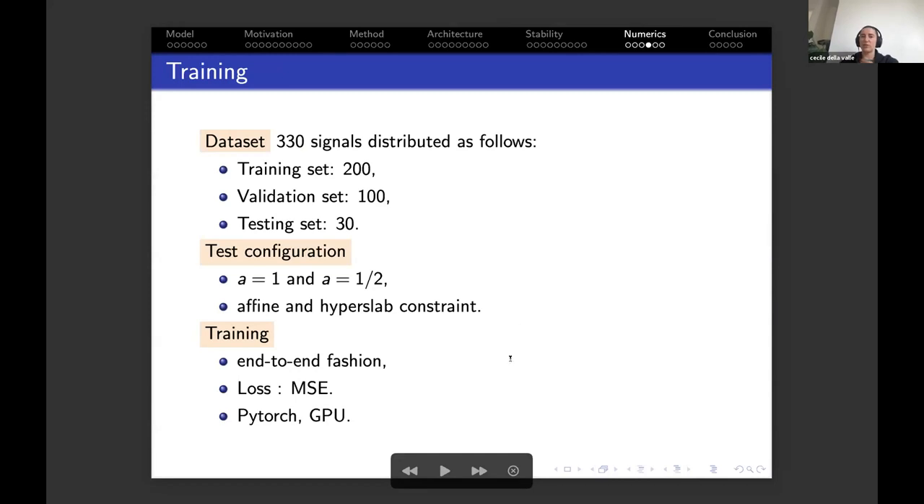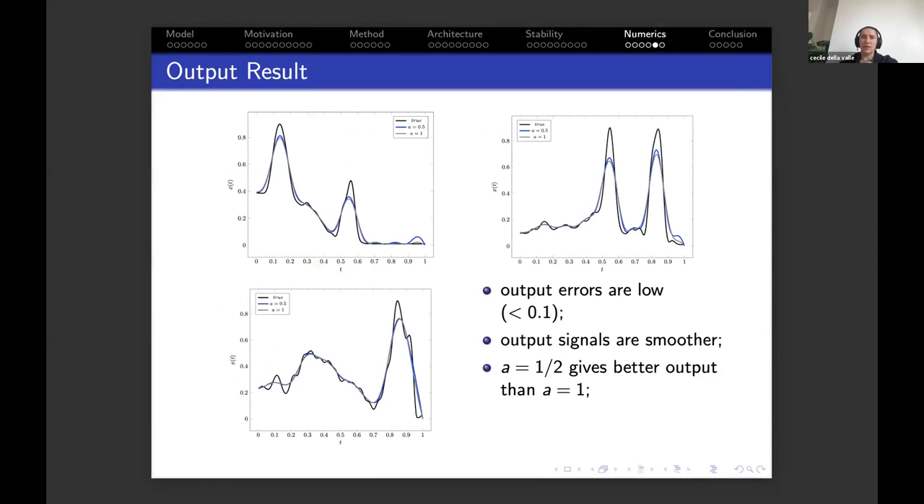I train the neural network in an end-to-end fashion. My loss is MSE. I use PyTorch. And this is the kind of output result that I have after training. So I made 3 remarks. The output errors are low when I compute them.